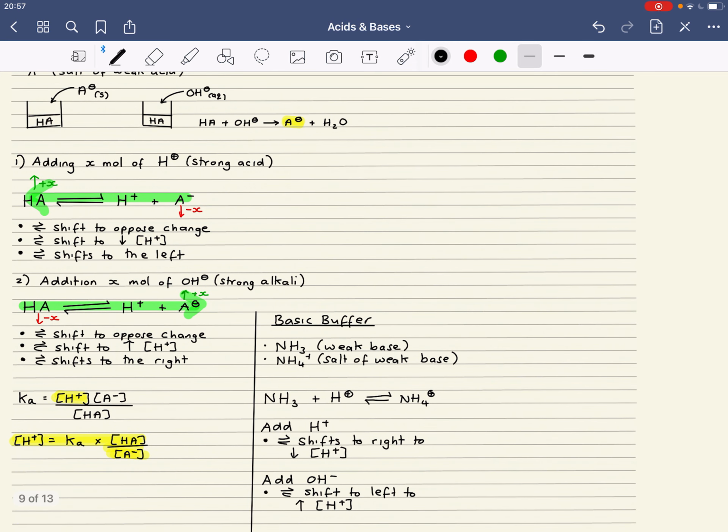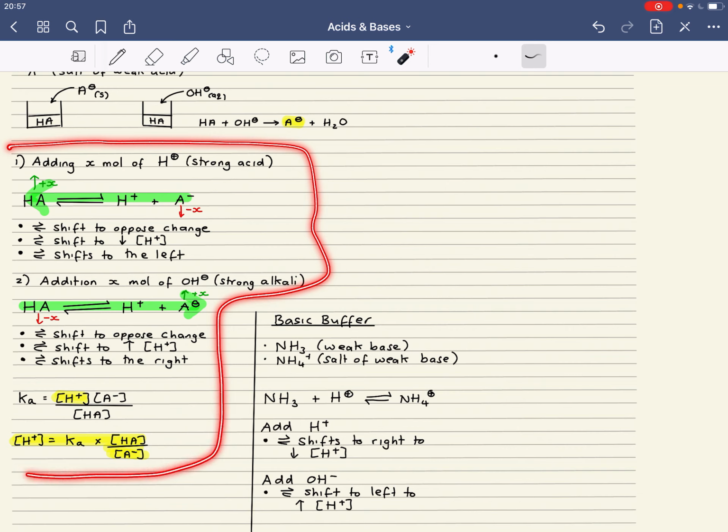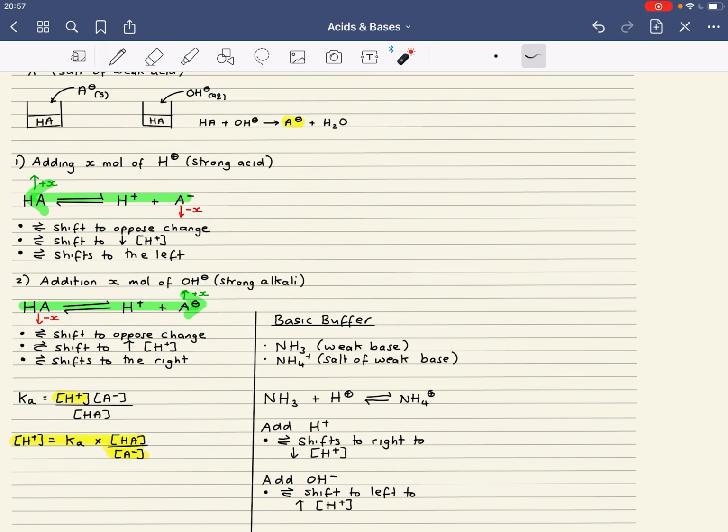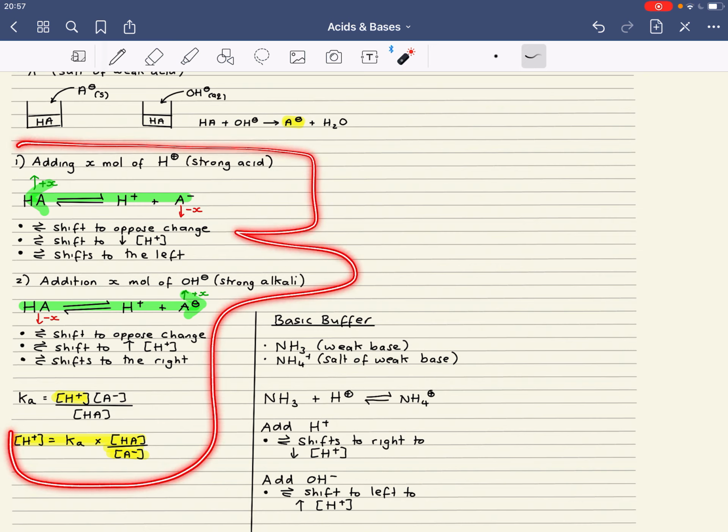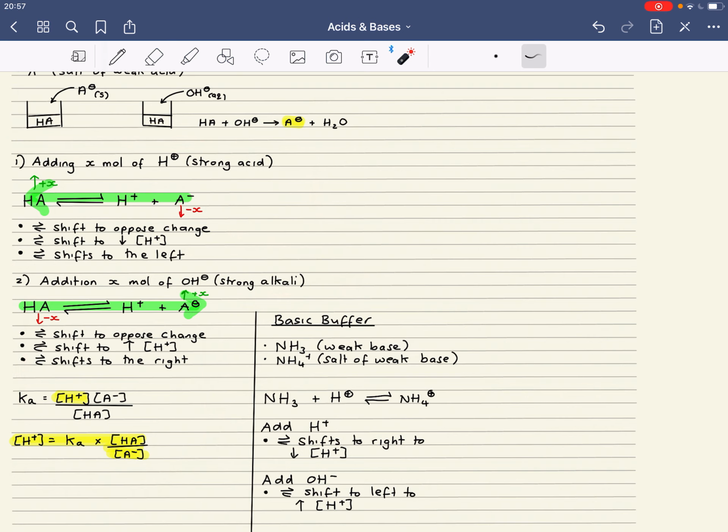I've not looked at any particular numbers and calculations, but certainly when we come to look at this bit here, we're going to use these principles in the next few videos to show how we can use this bit here to work out the pHs of buffers, or how the pH of a buffer changes upon small additions of acid or alkali.